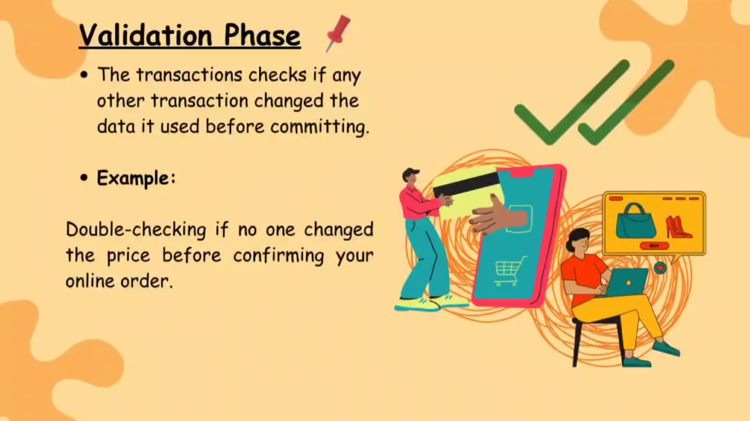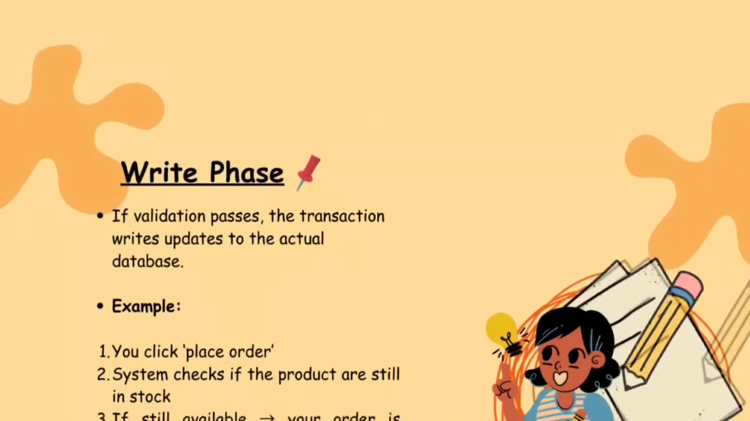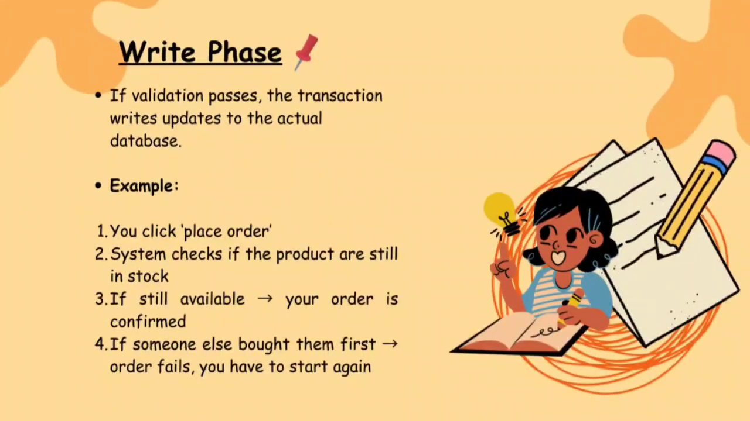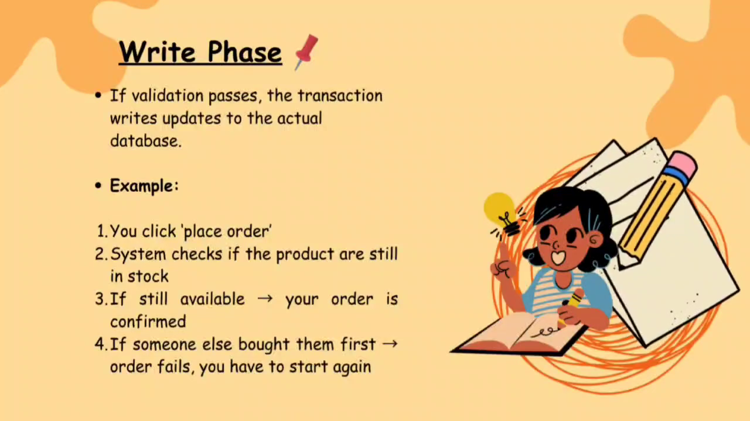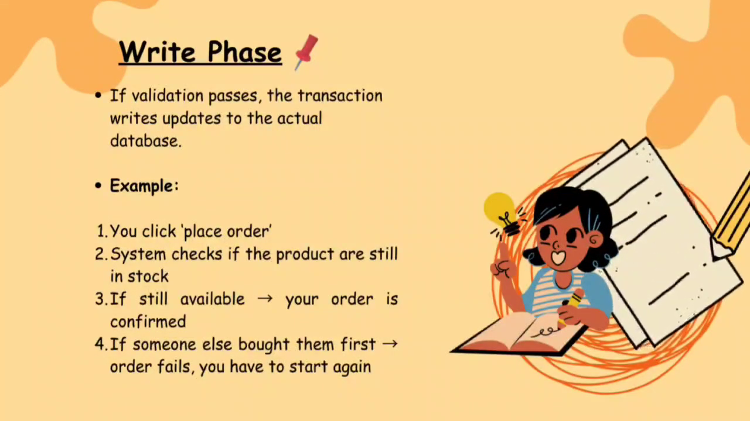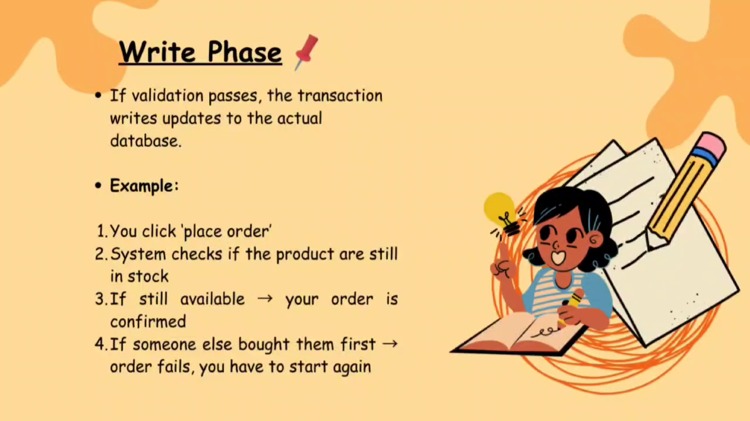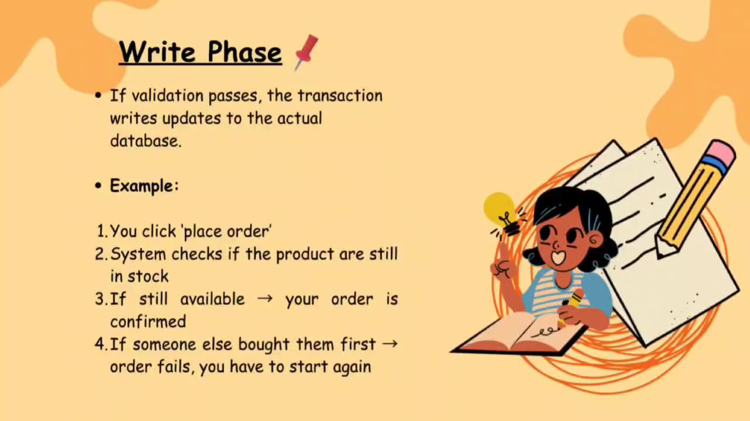The transaction checks if any other transaction changed the data it used before committing. For example, double-checking that no one changed the price before confirming your online order. Lastly, the write phase. If validation passes, the transaction writes updates to the actual database. For example, you click Place Order. The system checks if the product is still in stock. If still available, your order is confirmed. If someone else bought it first, the order fails and you have to start again.